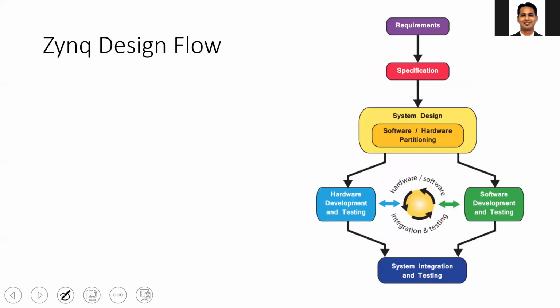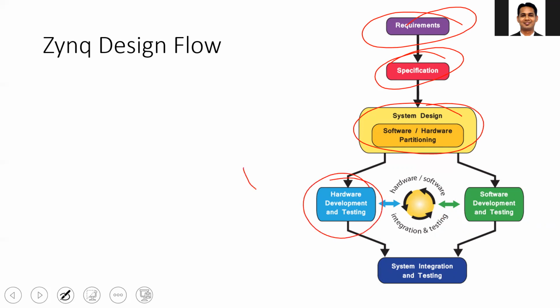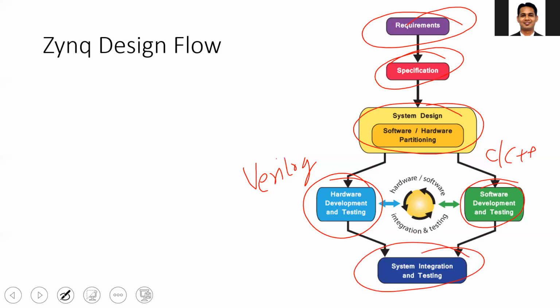Now to implement any algorithm on the SoC, you need to follow a proper design flow, similar to the FPGA. So what is this design flow? You need to understand the application requirements and specification. Then you need to divide your algorithm between the hardware and the software. For the hardware part, you will write the code using Verilog, VHDL, or you use an IP. For the software part, you will write the code using C or C++, and then you will do the integration of the hardware and software and get it working on the Zynq SoC board.